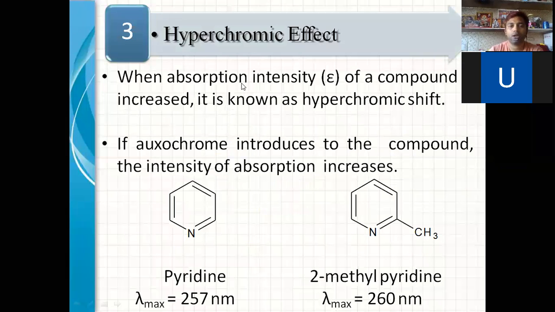Hyperchromic effect: when the absorption intensity, the molar extinction coefficient, of a compound is increased, it is known as hyperchromic effect or hyperchromic shift. If an oxochrome is introduced to the compound, the intensity of absorption increases. Simply this is pyridine, but because of the introduction of an oxochrome, 2-methyl, the lambda maximum becomes 260 nanometer and the intensity increases. The molar extinction coefficient increases.